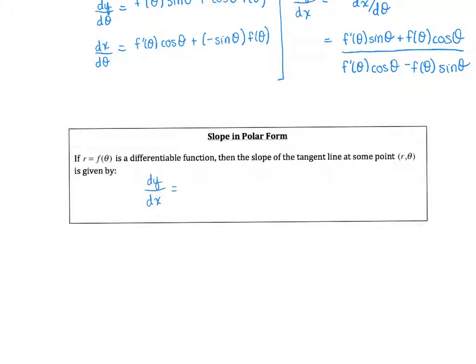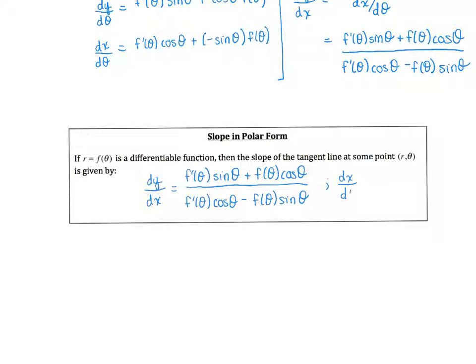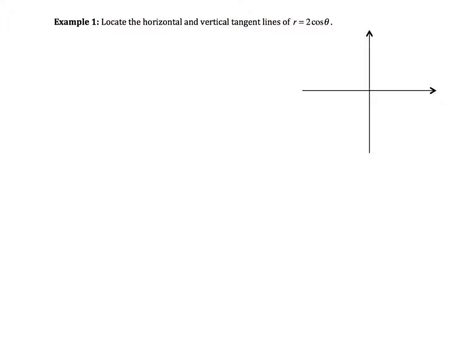All right, so dy dx is, got your f prime sine theta. Okay. And then, of course, this is provided that whatever you get for your dx d theta does not equal 0. So let's go ahead and put this idea into use.